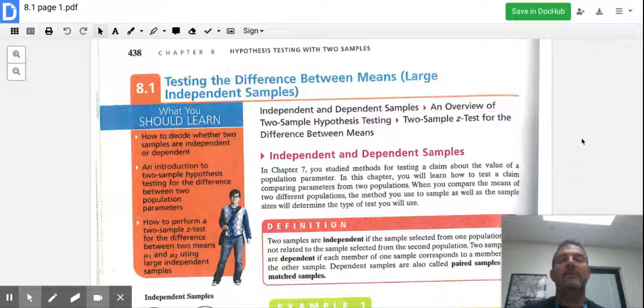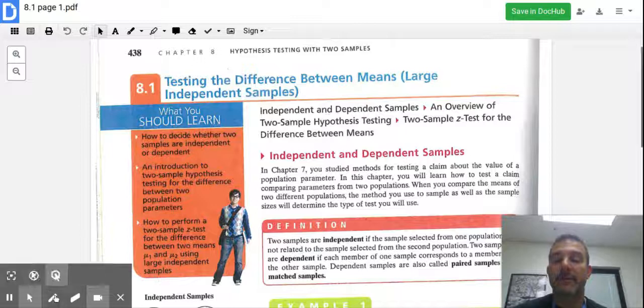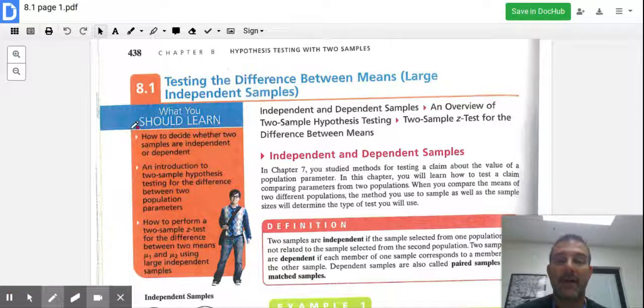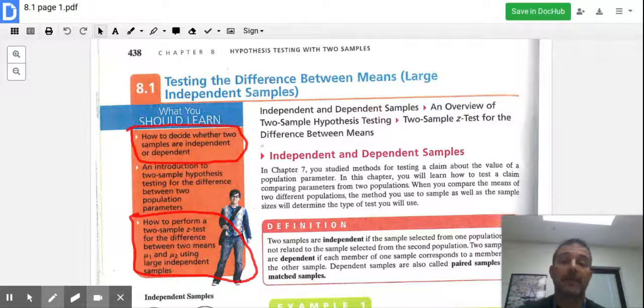As I said in my previous video, we're going to be testing the difference between means of large independent samples. Hopefully, we're going to get through example 1 in this video. There are only 3 examples in the whole lesson, so hopefully that's going to help you out here. But the first thing we want to do is look at these learning targets, how we are going to look at different things during our time here. But we're really going to focus on 8.1.